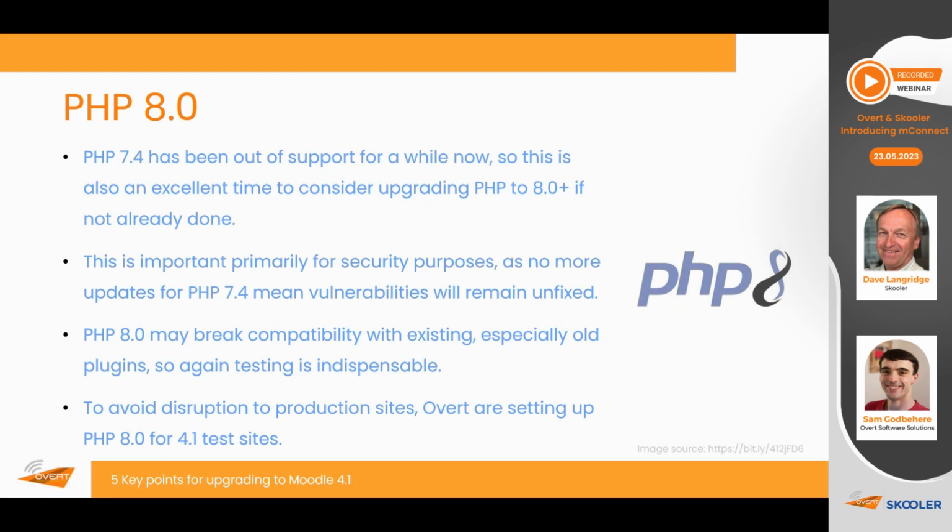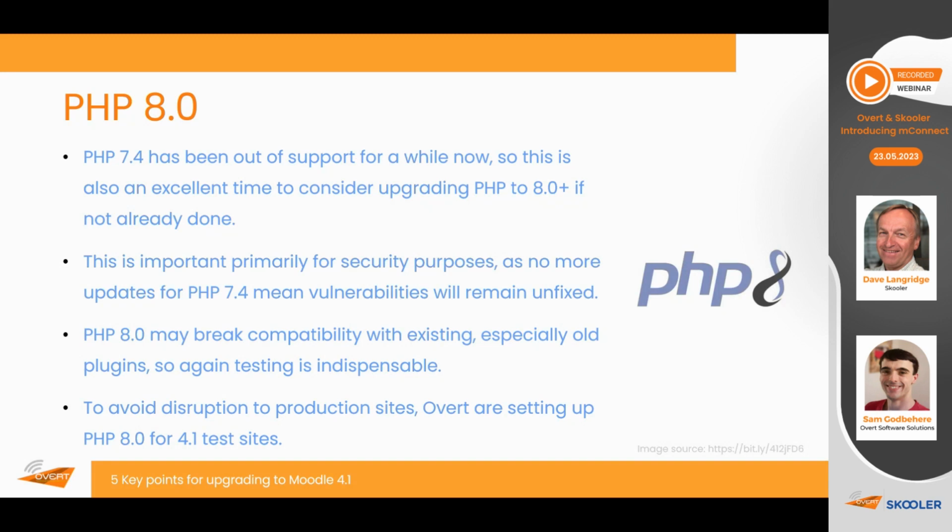That means any potential future vulnerabilities that exist in the PHP 7.4 code will remain, and that can cause you problems going forward. And eventually, if you're still upgrading Moodle but not upgrading PHP, PHP 7.4 is not going to work with the future versions of Moodle. So sooner or later, the upgrade to PHP 8 is going to be necessary.